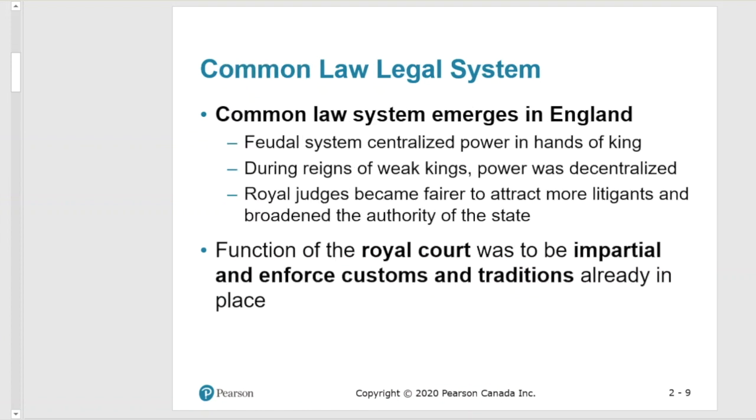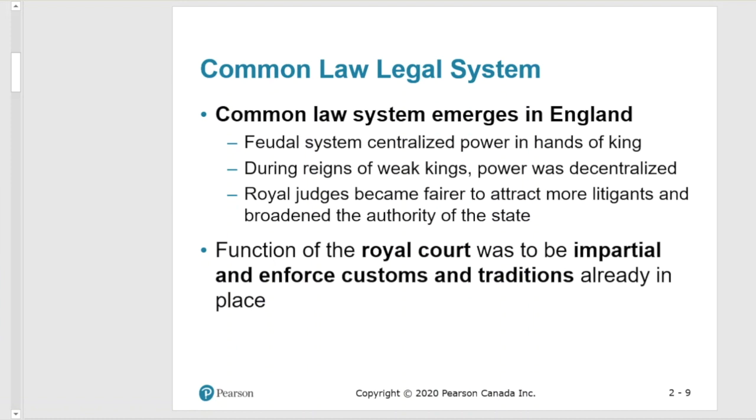Now the common law legal system. Well, the common law legal system is the most important for us. Why? Well, first of all, because it is applied everywhere in Canada for public law. And it is applied everywhere in Canada as well, except Quebec, for private law. So that's why this is the most important. Here in BC, there's only common law.